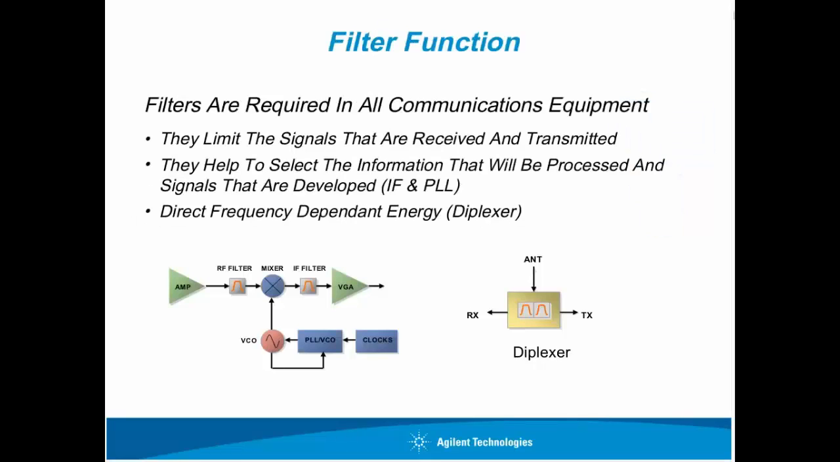So filter functions, probably most of you are aware of all the filter functions, so I'll just cover this quickly. As you know, they're required in all communications equipment, and they're basic to all RF networks. They limit the signals, and usually the noise, received and transmitted. They help to select information that will be processed and developed, such as in a phase lock loop. And they can direct frequency-dependent energy as in a diplexer.